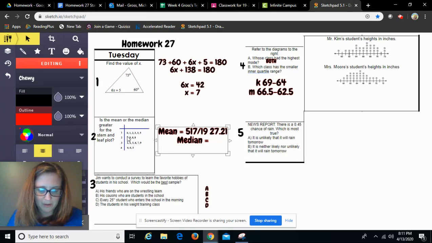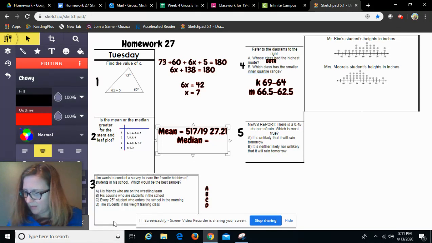And then the median is the number in the middle, and thankfully they're already in order from least to greatest. Remember, there's 19, so if you go 10, 1, 2, that's going to give you 9, 1, 2, 3, and find the middle number there. And when I get to the middle number, it's right here, so it's 27. So 27 is the median.